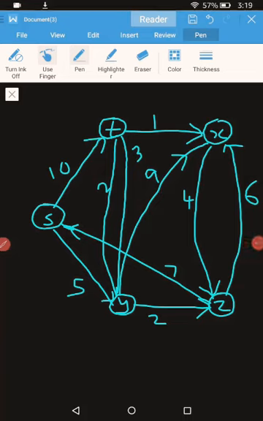Now we can see Dijkstra's algorithm, which is a single source shortest path algorithm. It uses the greedy technique from a single source. Here this is the source node S. From this source node to all the remaining nodes, we have to find the shortest distance.